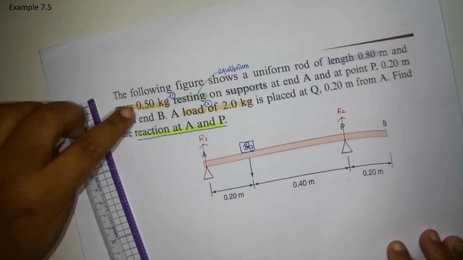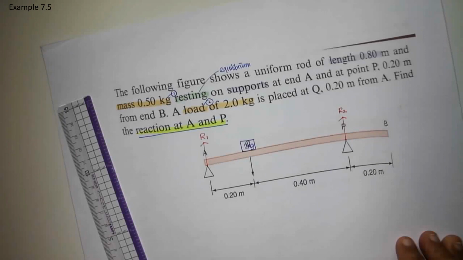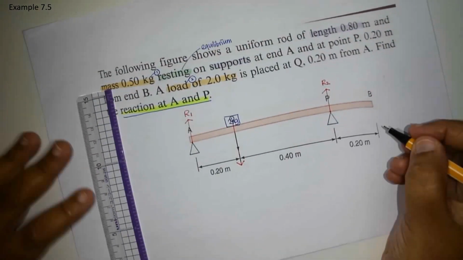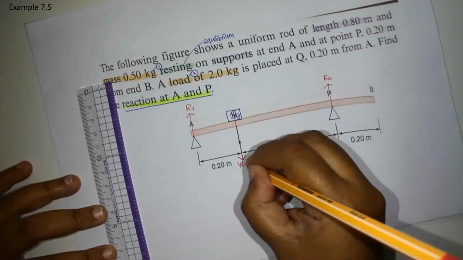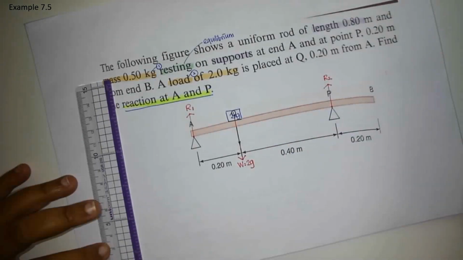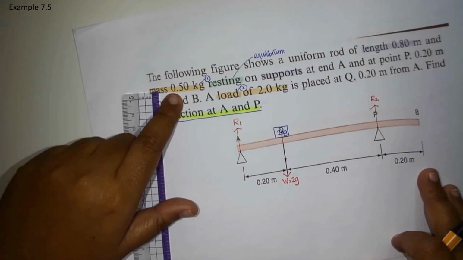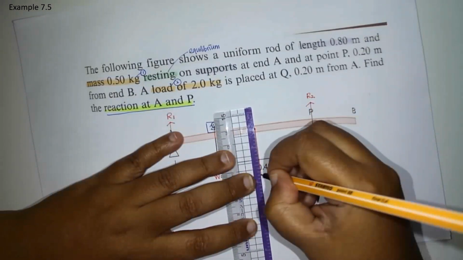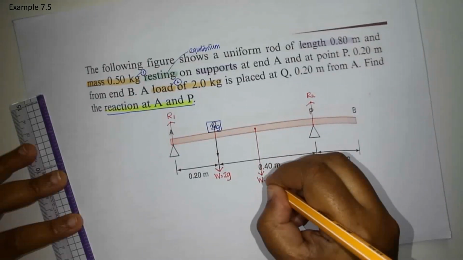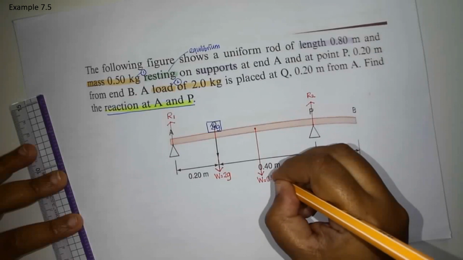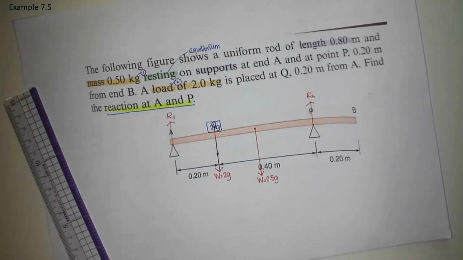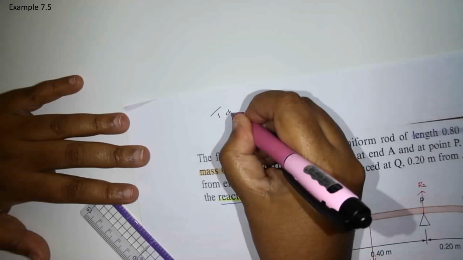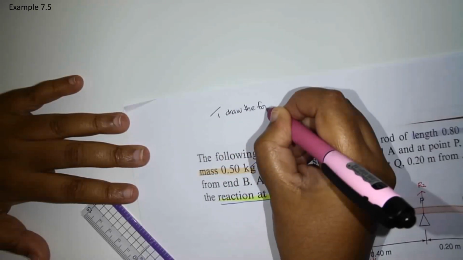Then I know there are 2 masses, so there is also weight. The first weight acts directly downward: W equals mg, m is 2, so I'm going to label it as 2g. Another weight is the weight of the rod, which will definitely be at the center of mass. W equals mg, so m is 0.5, giving 0.5g. So I've already drawn the forces. First thing, number 1: draw the forces that act on the rod.